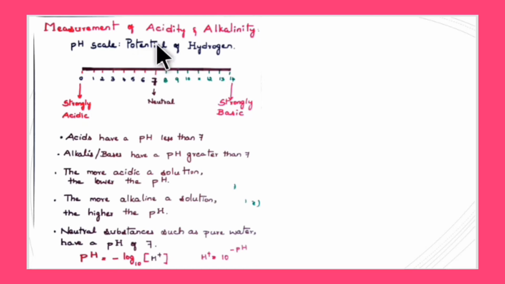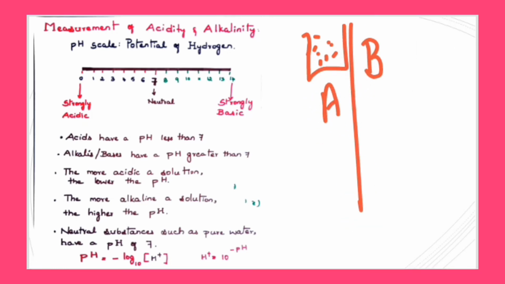pH stands for potential of hydrogen. Normally the pH scale will be from 0 to 14 numbers. Okay, this is basics you might have already learned. For the given solution, if the pH value is measured as 7, that is neutral. So you can identify whether it is an acid or whether it is a base. For example, you will be given one solution. You have to identify whether this is a base or acid.